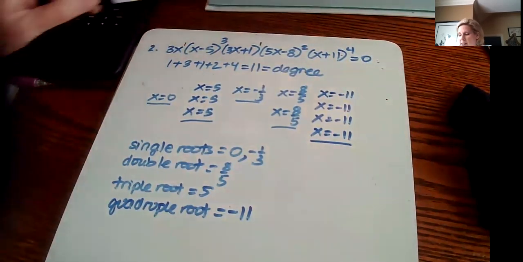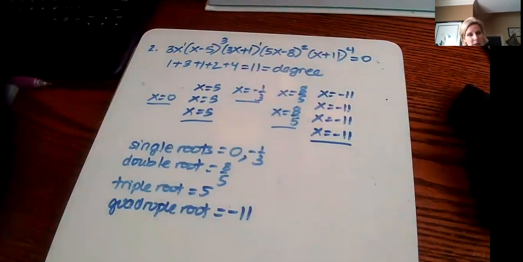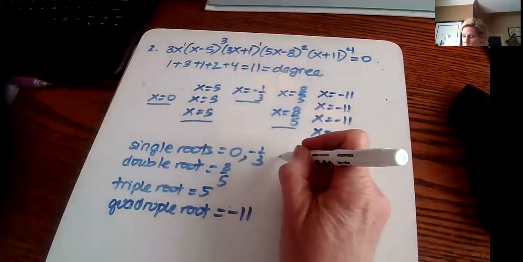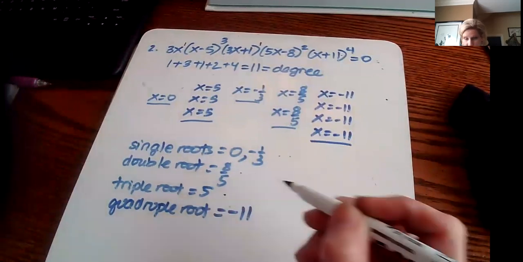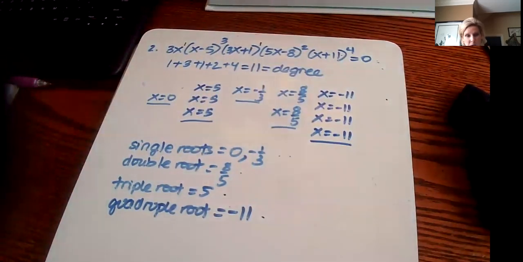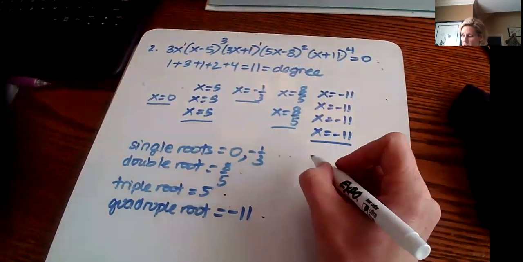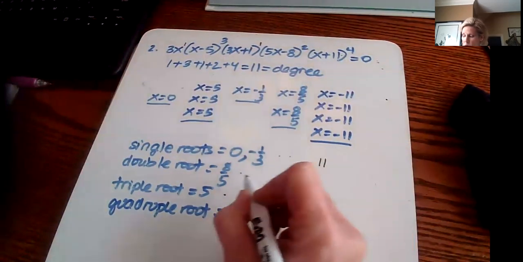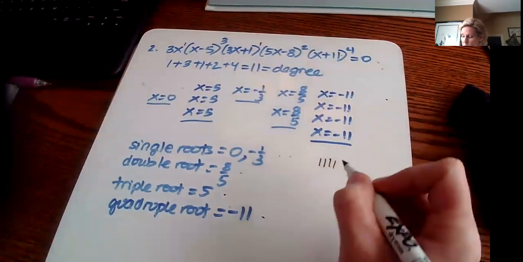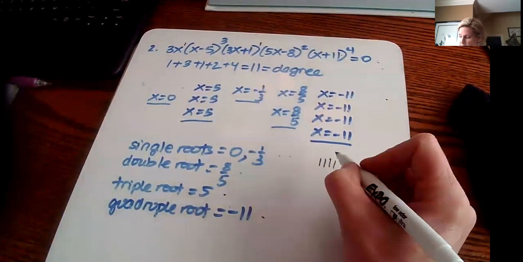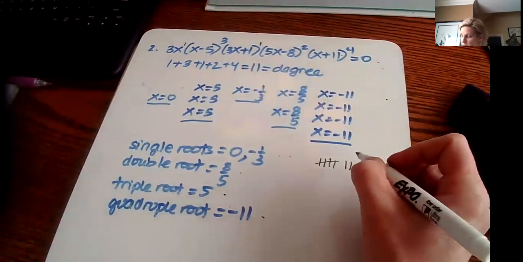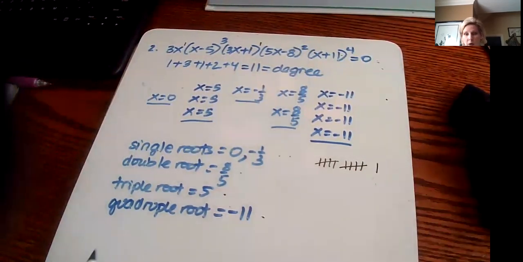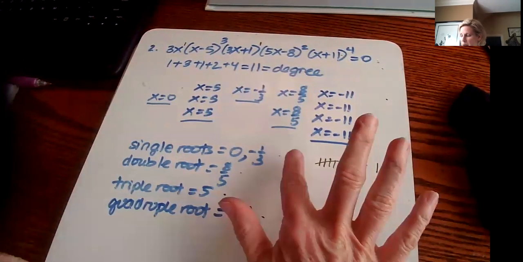Now, by the way, if someone said, here's the information, can you count the degree? You would say 1, 2, 3, 4, 5, 6, 7, 8, 9, 10, 11. So I'm going to count it again. Singles are 1, 2, the double you count twice, so 3, 4. The triple you count 3 times, so 1, 2, 3. The quadruple you count 4 times, so 1, 2, 3, 4. And I got 11 tick marks, meaning degree 11.